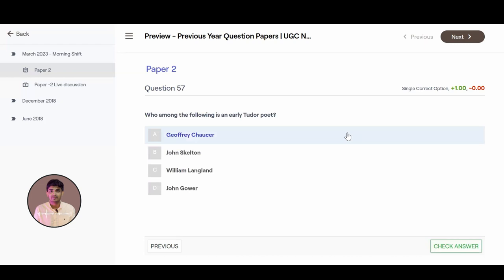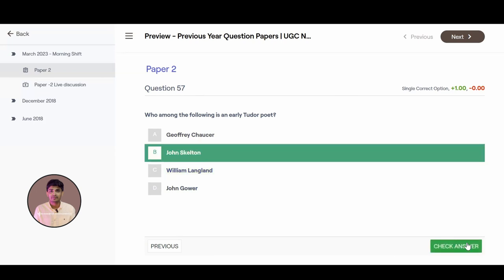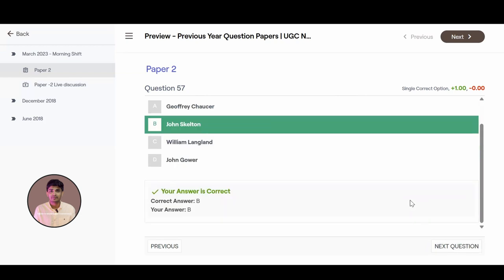Question 57. Who among the following is an early Tudor poet? Tudor period. Simple, you have to connect the writer with the era. Chaucer, Langland, Gower, all of them belong to almost the same era, right? So that leaves us with John Skelton, who belonged to the Tudor period. John Skelton was born in 1463. All right. And he lived during the Tudor period. He is known for his satirical and allegorical poetry.